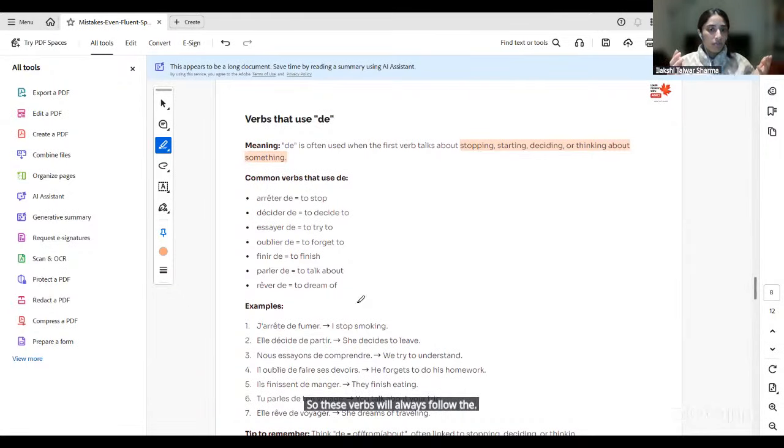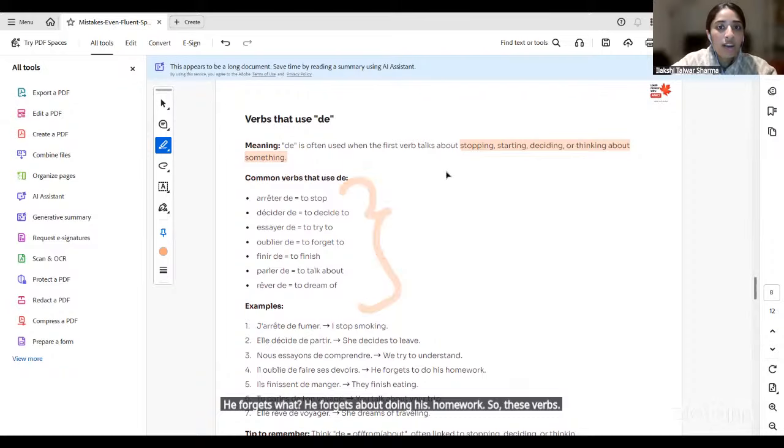J'arrête de fumer. I stop smoking. Elle décide, she's deciding of what? Of leaving. So elle décide de partir. Nous essayons de comprendre. We're trying, of understanding. Il oublie de faire des devoirs. He forgets what? He forgets about doing his homework. So these verbs will always follow de.